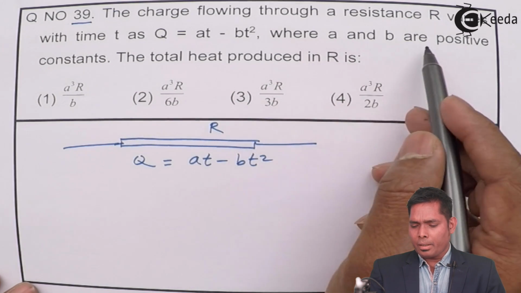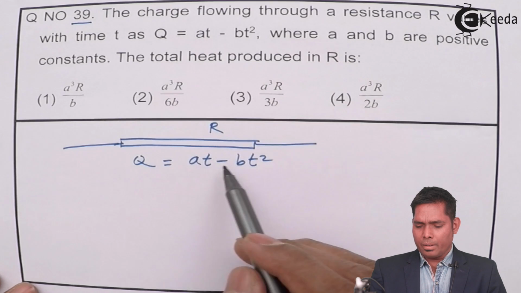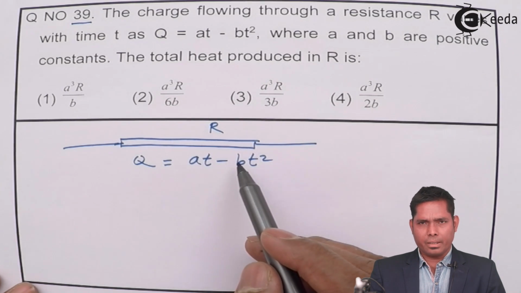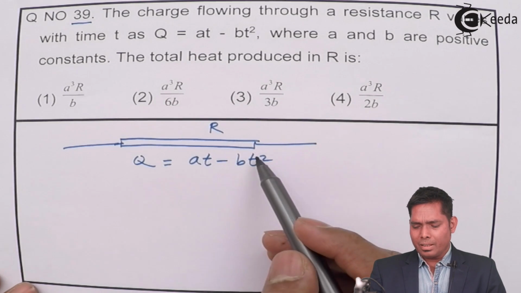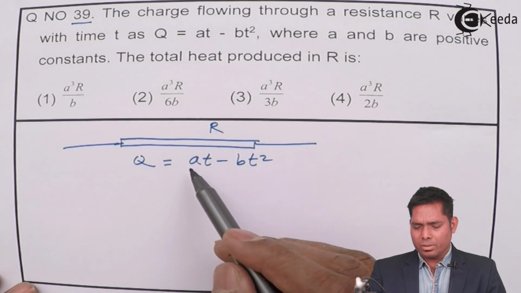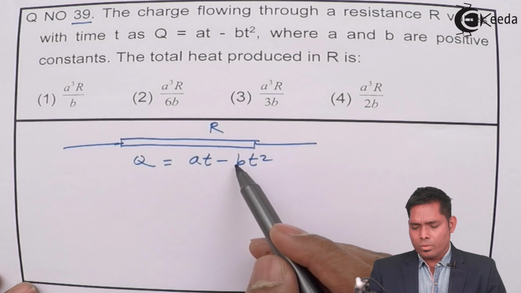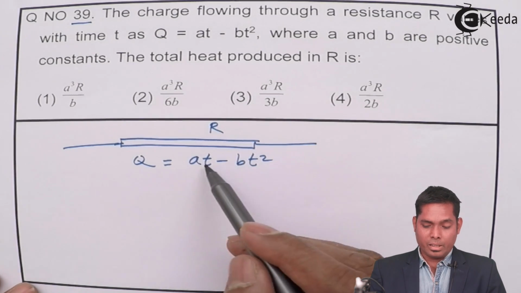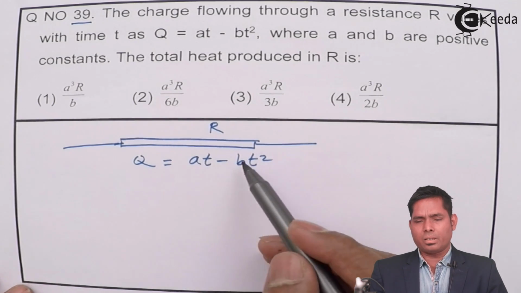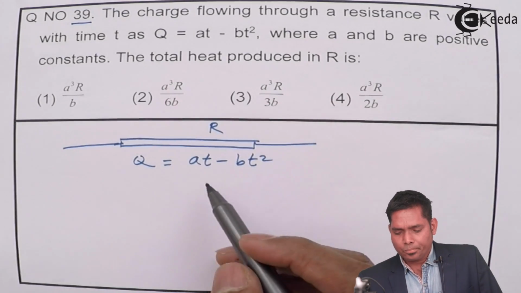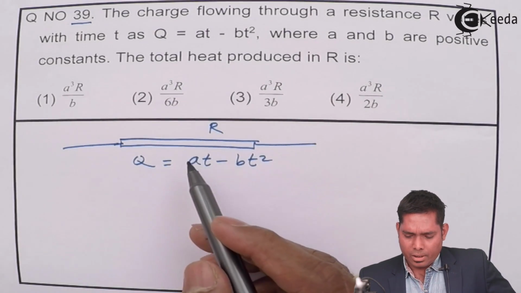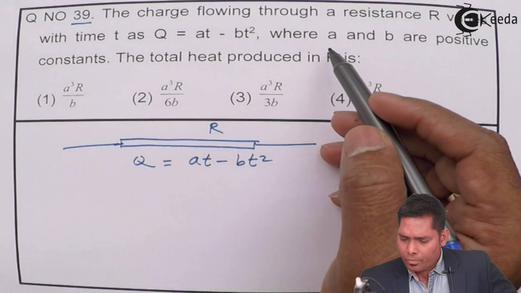where A, B are positive constants. So this A and B are positive constants, this cannot be taken negative. So you can imagine that at time t equals 0, the charge is 0. At time t equals 1 second, there is A minus B. So we don't know whether A is greater than B or B is greater than A, but this is how it is. The charge is flowing at this rate.